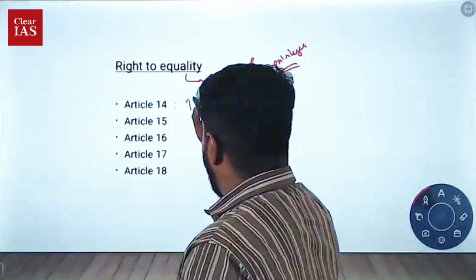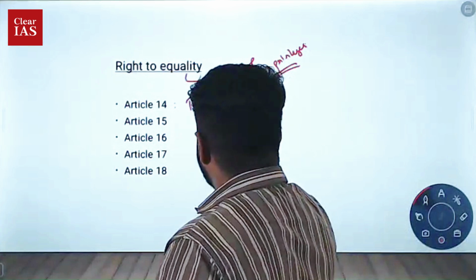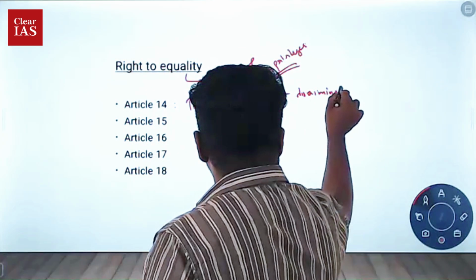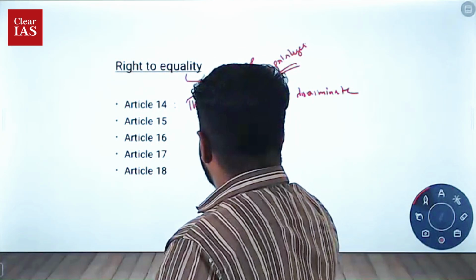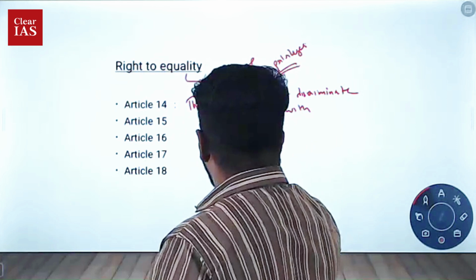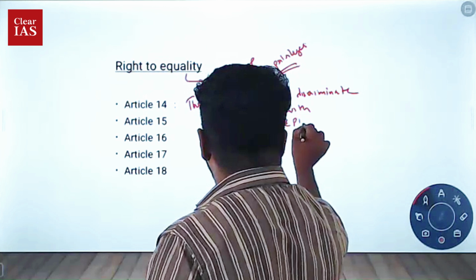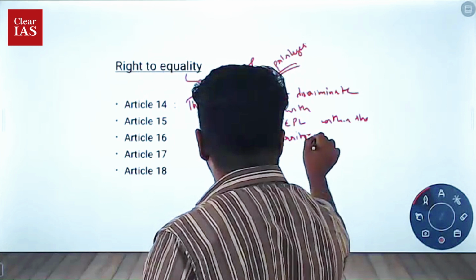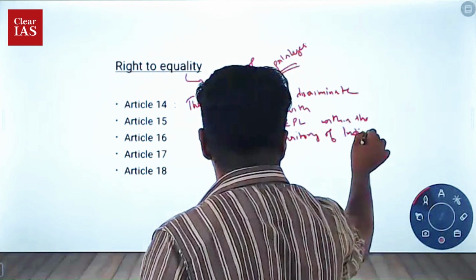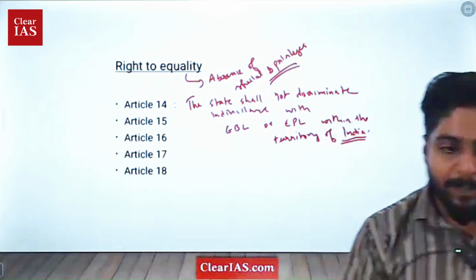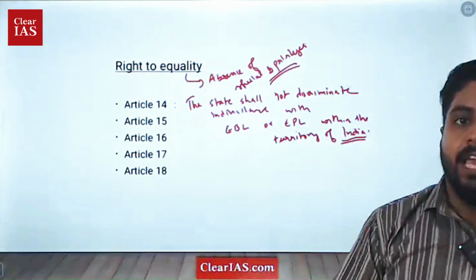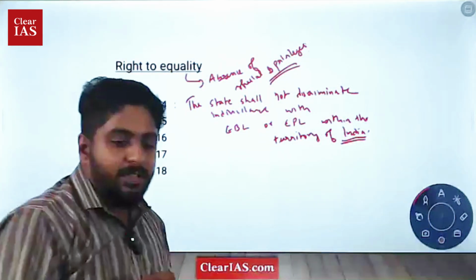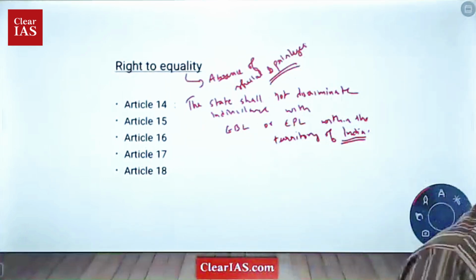The state shall not discriminate individuals with equality before law or equal protection of law within the territory of India. So this is what is provided in article number 14 of the Indian Constitution.